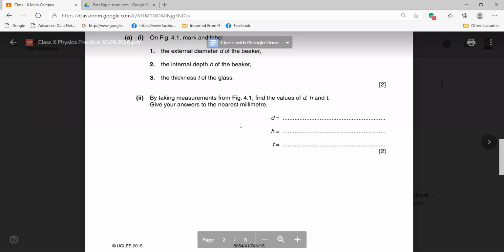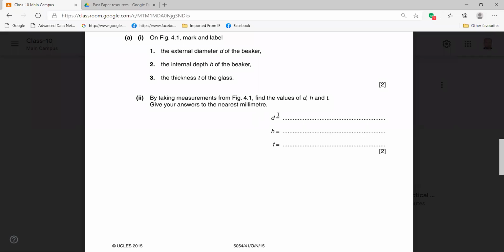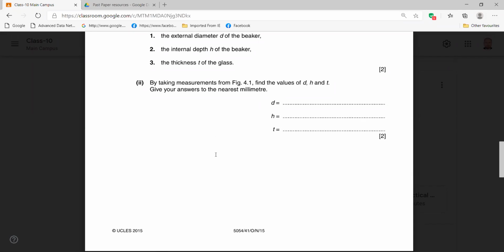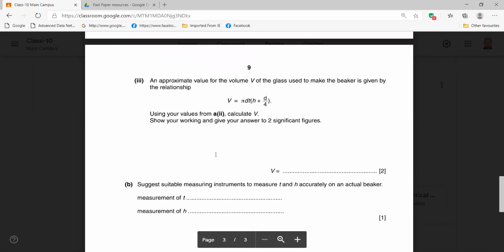D is 0.6, H is 4.8 and T is 0.2. Yes. So using these values, you have to find the volume now. Get it? And they told you to find the volume in two significant figures. Do it.